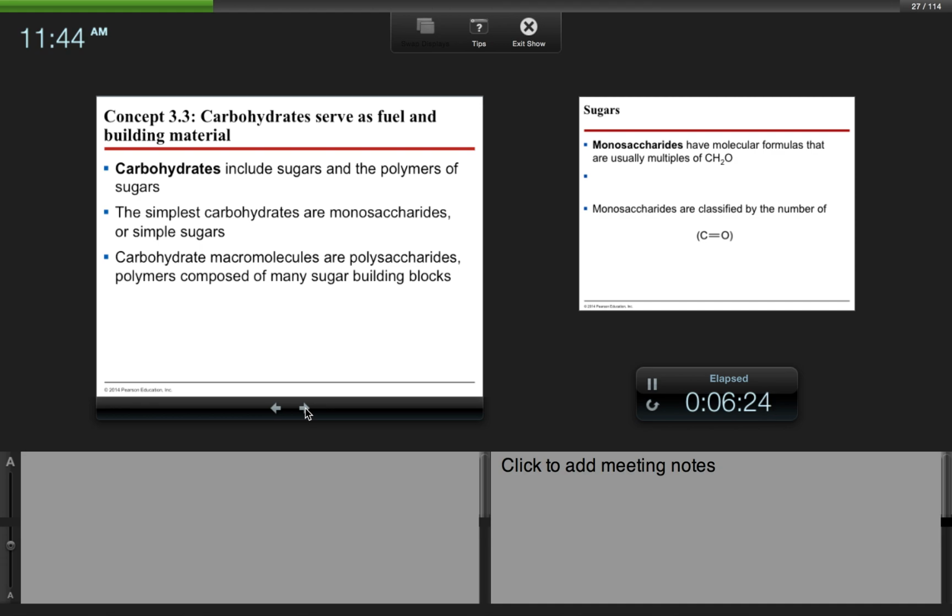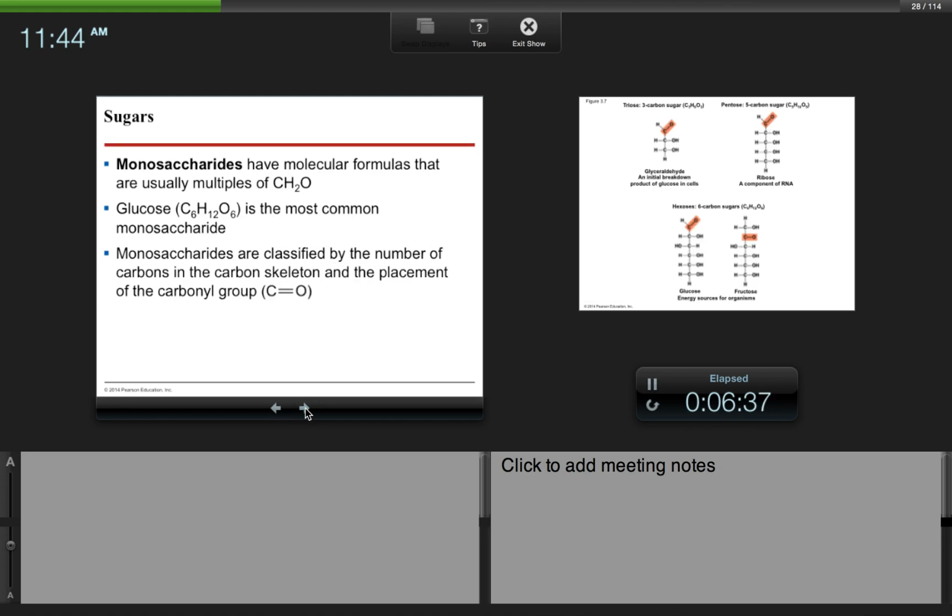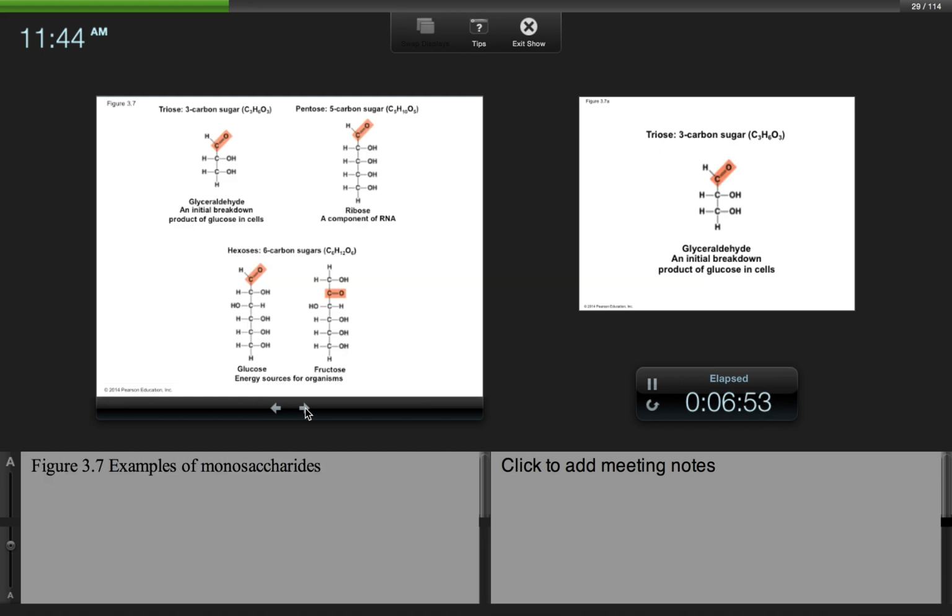The simplest carbohydrates are monosaccharides. Glucose would be an example of a monosaccharide. Carbohydrate macromolecules are polysaccharides, polymers composed of many sugar building blocks. So monosaccharides have molecular formulas that usually are multiples of CH2O. Glucose is the most common, C6H12O6. Monosaccharides are classified by the number of carbons in the carbon skeleton and the placement of the carbonyl group.